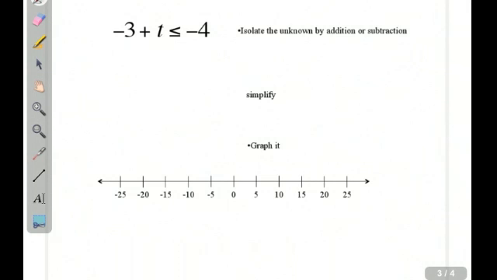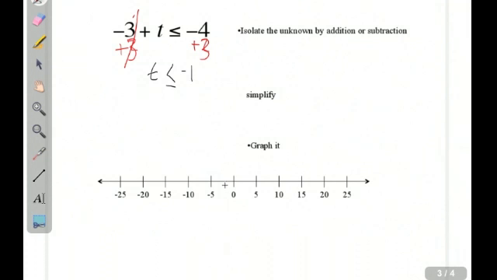And what we need to do is get t by itself. So we're going to use the additive property, which means that we're going to add 3 to both sides. And what that's going to do is cancel that out. And I'm left with t is less than or equal to negative 4 plus 3, which is negative 1.